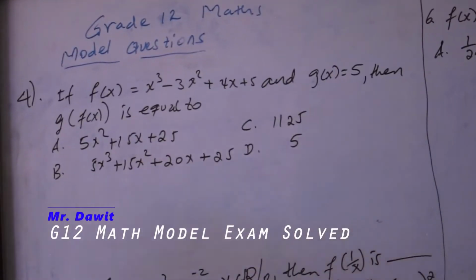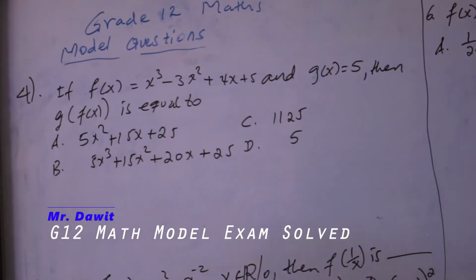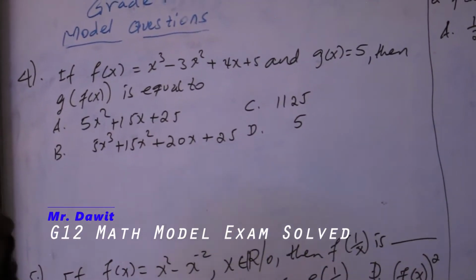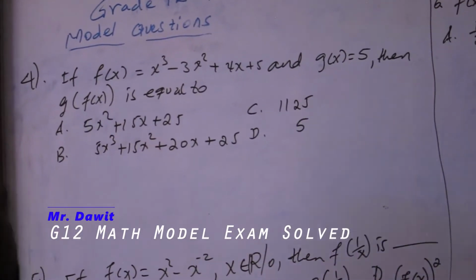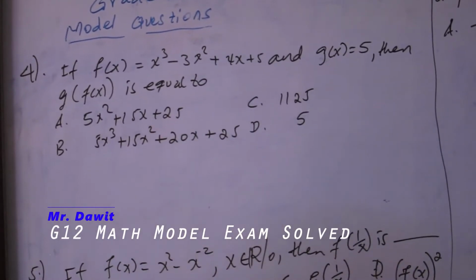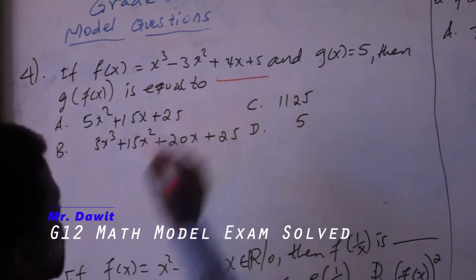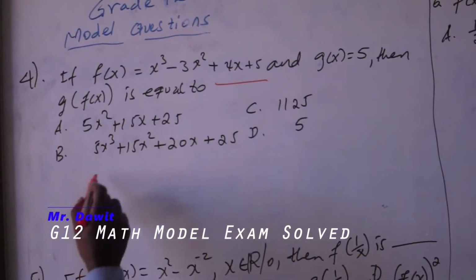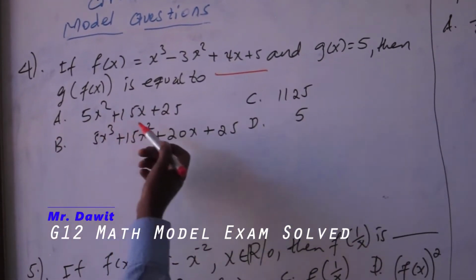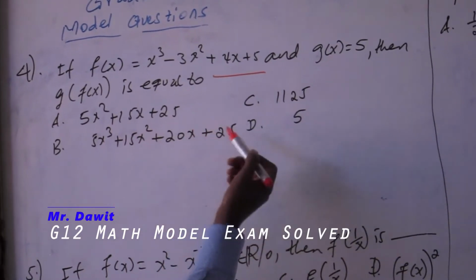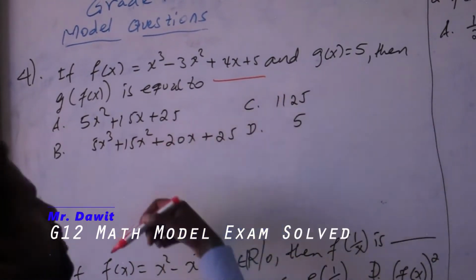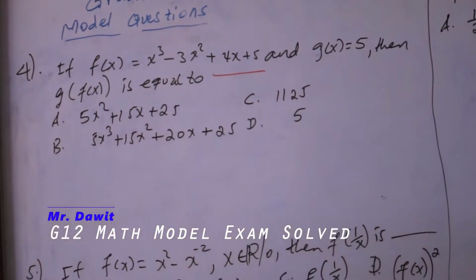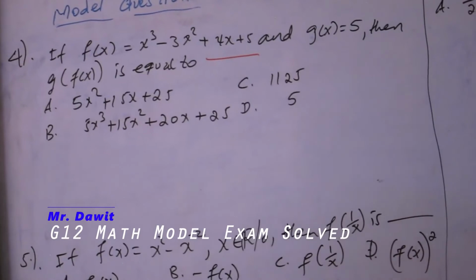The fourth question says if f of x is equal to x cubed minus x squared plus 4x plus 5 and g of x is 5, then g of f of x is equal to dash: a, 5x squared plus 15x plus 25; b, 5x cubed plus 15x squared plus 20x plus 25; c, 1125; d, 5. This is related with the composition of two functions, okay? The composition of two functions.